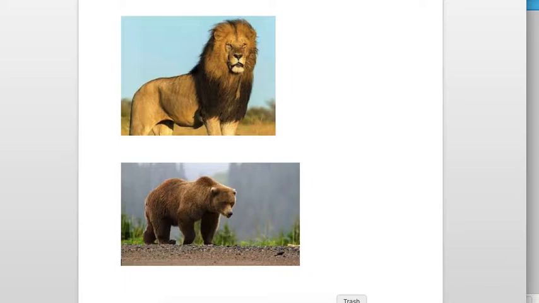So we can obviously see the bear has more fur, the bear has darker fur, the lion has a bigger head and this mane around its neck that the bear doesn't have. The bear's got a skinny, thin nose while the lion has this big nose. So we're looking at what the differences are.